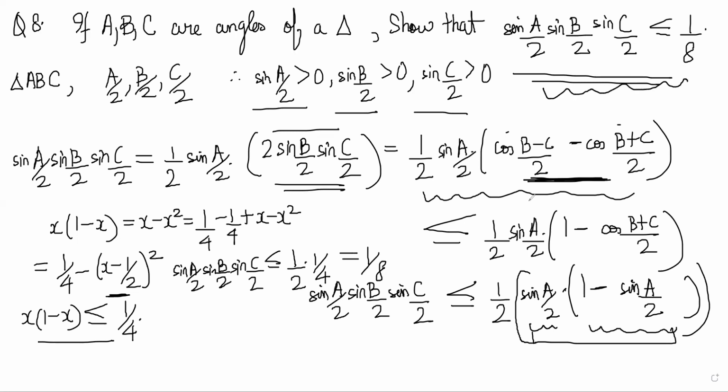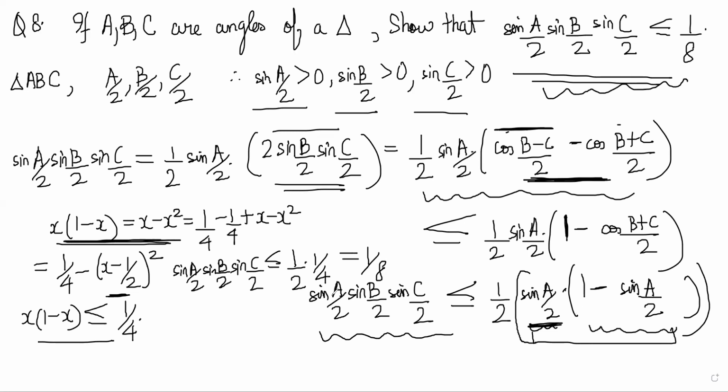So what are we using here? We are using the fact that cos function is bounded by 1. And then we are using the fact that this looks like a quadratic expression, x minus x square, which has an upper bound of 1 by 4. And we use those two facts together to prove that this is less than or equal to 1 by 8.